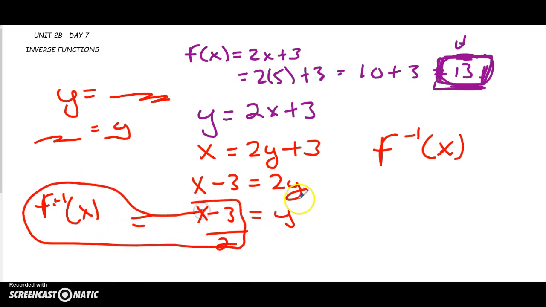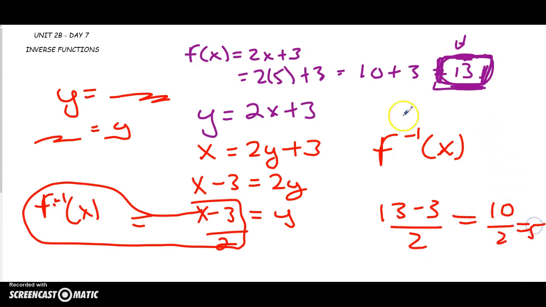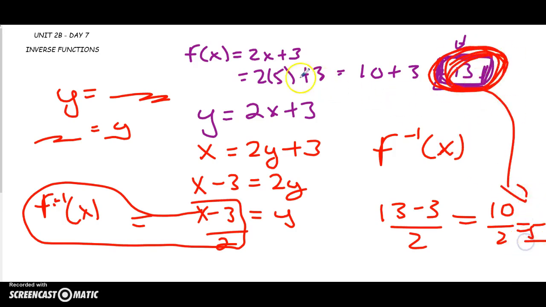And is it true? Well, let's see. If I put 13 in, I go 13 minus 3 divided by 2, and I get 10 divided by 2, and I end up with 5. So working backwards, remember what we wanted to see was if I ended up with 13, what did I start off with? And the answer was 5, and that was right. Because remember, I said if I put 5 in here, I ended up with 13.